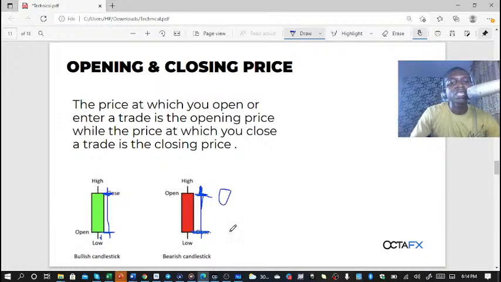O stands for open, C stands for close. So it opens here and closes here. That's for the bullish candle: it opens below and closes above. For the bearish candle, it opens above and closes below. I want to believe you guys are getting it, right? Fantastic.